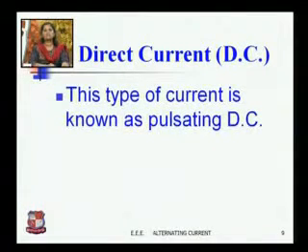Now, as we discussed earlier, if any of the circuit element voltage or resistance will change, due to that the magnitude of current will change. This type of current is known as the pulsating DC. Means in this particular type of direct current, the magnitude of current changes, but the direction of current remains constant.